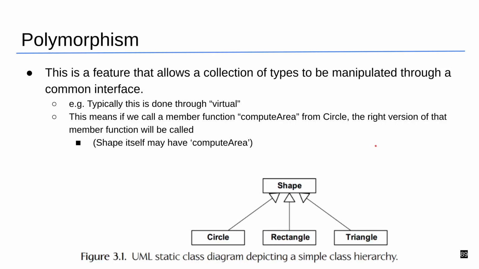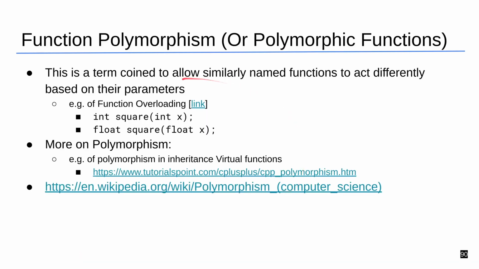Okay. So another feature I want to talk about is called polymorphism in C++. Maybe again you've seen this in Java, but this is a feature that allows a collection of types to be manipulated through a common interface. In C++, this is typically done through the virtual keyword. It's a little bit easier if I show an example, but what it means is shape is sort of our interface here. It's a base class, and these other classes that are deriving from shape, again, might have a different way to compute the area. Okay.